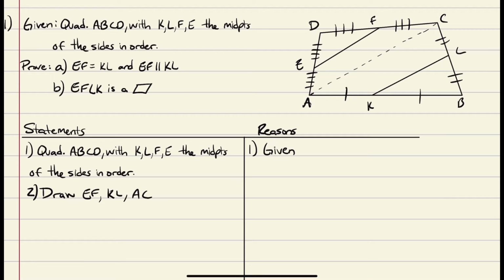And we should probably state why we can draw auxiliary lines. We are given 2 points, and 2 points determine a straight line.